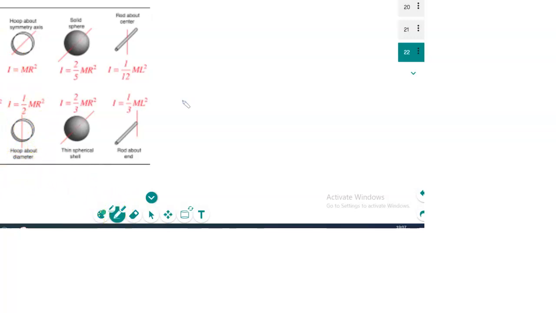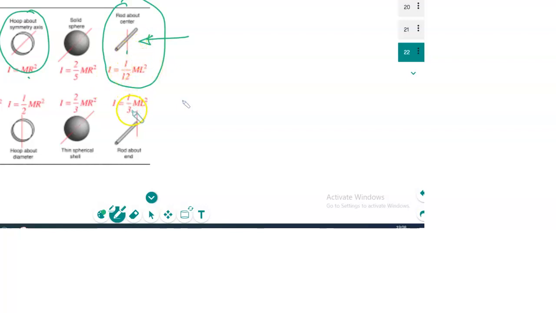See this one. I for a cylinder about its axis is equal to mr square. Which axis? This axis, correct? The axis of the cylinder. This is the hoop, which we have already discussed: mr square. Am I right? For the rod, we have derived this one: ml square by 12 about the center axis. Correct? This was yesterday, last class.